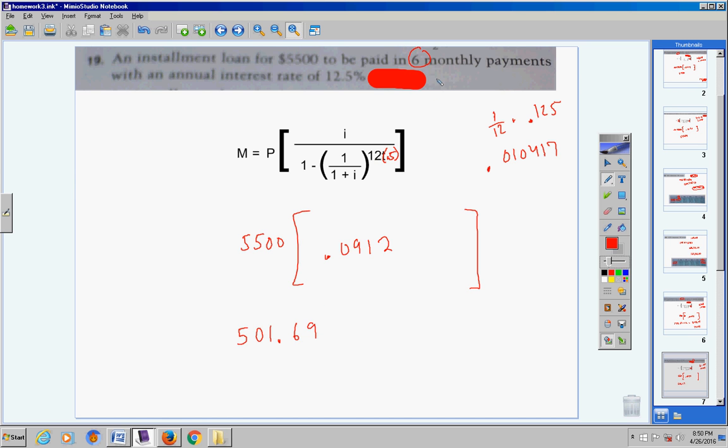$501.69. Now that's for how many months? 6. So multiply that by 6, and you're going to get 3,000. And we made a mistake somewhere. Let's see what we did here that was wrong.